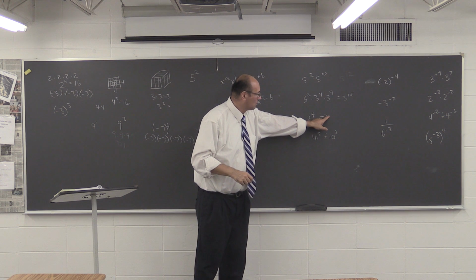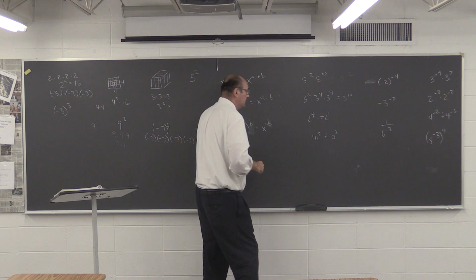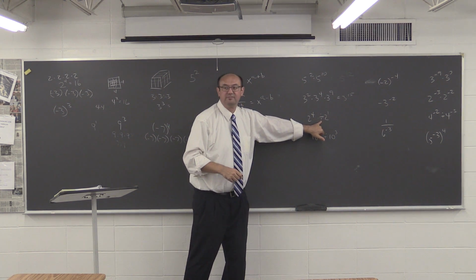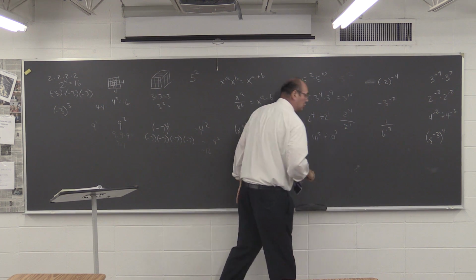Okay? What number is that right there? 1. It's an automatic 1, right? We already know that. But this is a what problem? Division. It looks like this. 2 to the 4th divided by 2 to the 1st.